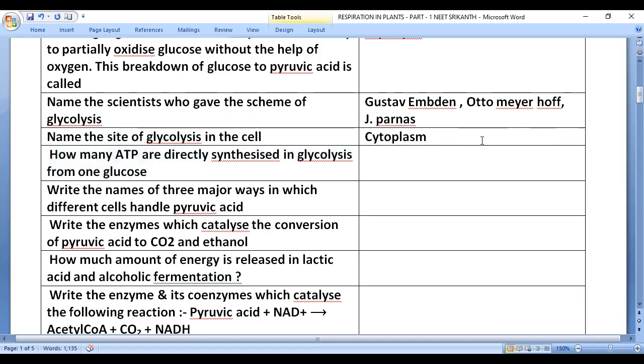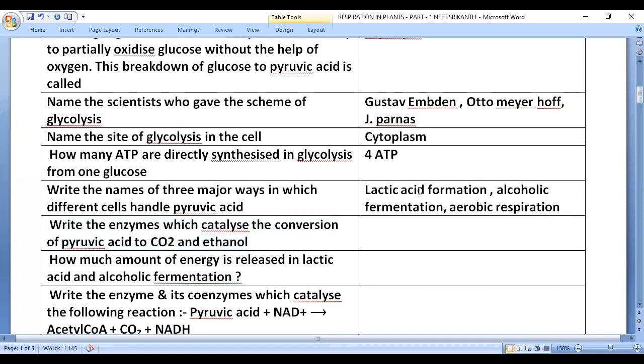How many ATP are directly synthesized in glycolysis from 1 glucose? 4 ATP. Write the names of 3 major ways in which different cells handle pyruvic acid. Lactic acid formation, alcoholic fermentation, and aerobic respiration.